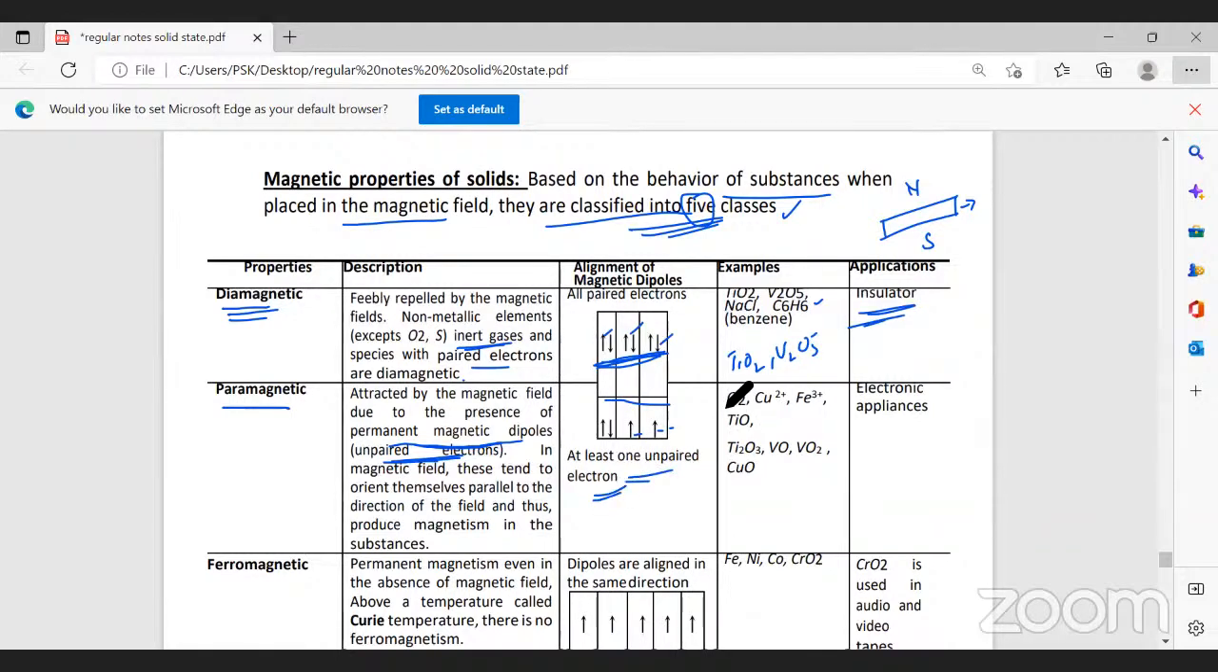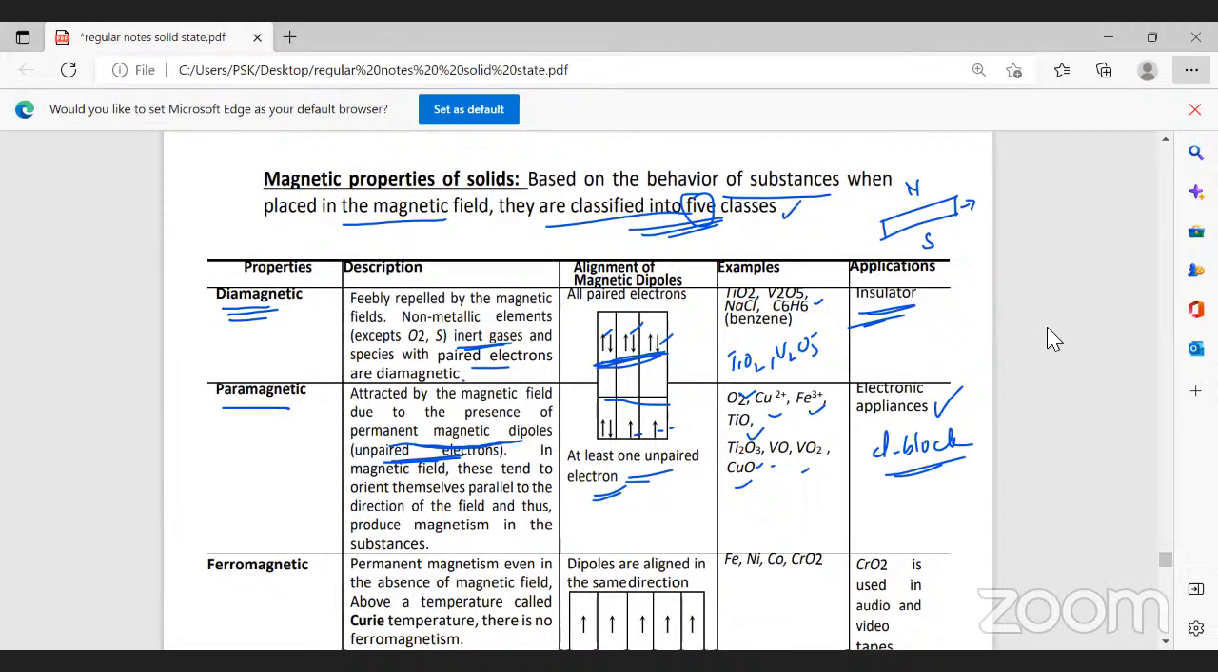Example, oxygen can be considered as paramagnetic also. Oxygen, O2 plus, ferric ions, titanium trioxide, vanadium oxide, vanadium dioxide, cuprous oxide, all these are examples for paramagnetic. We will learn this paramagnetic character in detail in the chapter D block elements. I will write the electronic configuration and explain the magnetic property, why magnetic property arises, all that we will be learning in the chapter called D block elements later. These paramagnetic materials are used in electronic appliances.